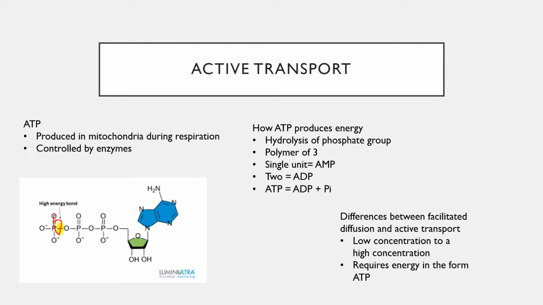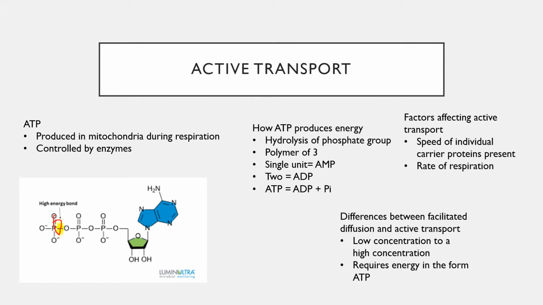And the differences between facilitated diffusion and active transport. Well, active transport goes from a low concentration to a high concentration, and it also requires ATP. Whereas facilitated diffusion goes from a high concentration to a low concentration, and it's a passive process. However, the things that they have in common are that they both use proteins, and they both require a partially permeable membrane. Factors affecting active transport: well, the speed of the individual carrier proteins present and the rate of respiration.